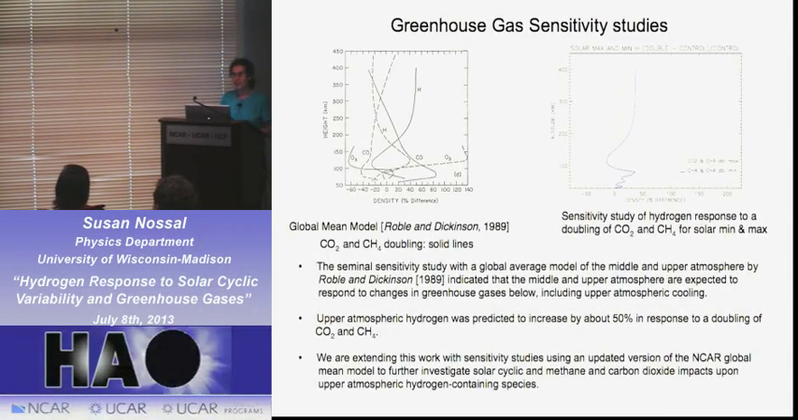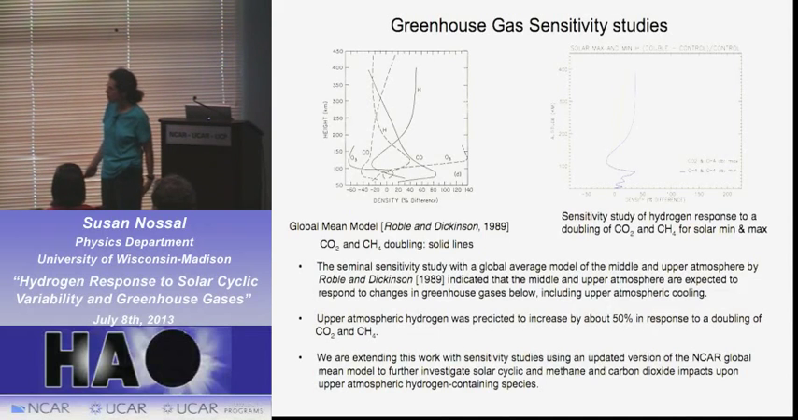Okay, so this is work that I'm doing with Li Ying and Alan and Stan and Wenbin primarily, but Art and Han Li have also helped with some of the discussions. This is work to try to understand some of the mechanisms relating to solar cycle and greenhouse gases and how they might be affecting hydrogen distributions in the middle and upper atmosphere. This is an extension of work by Ray Roble, the Roble and Dickinson seminal studies from 1989, where they doubled carbon dioxide and methane at the lower boundary of the global average model, the global average one-dimensional version of the TIME-GCM.